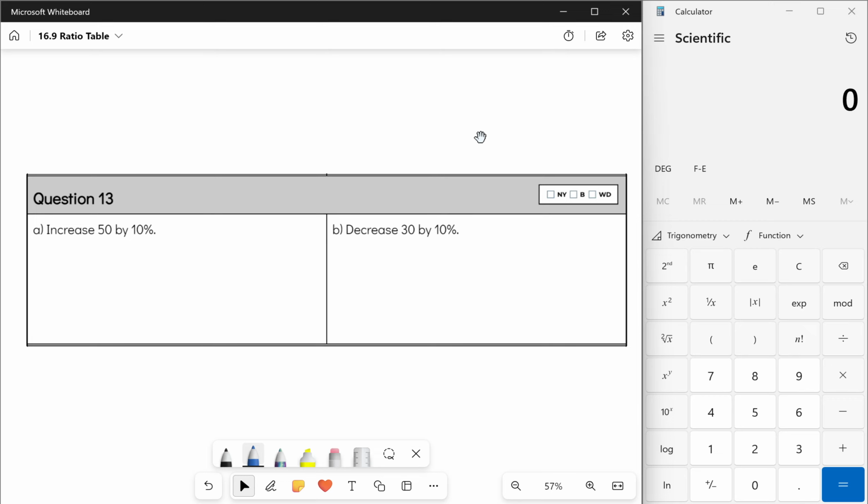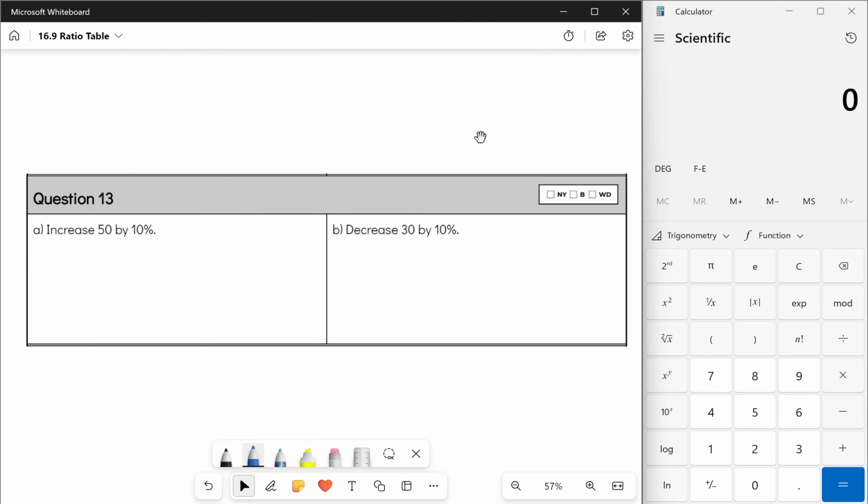Okay, hello. Welcome to Math Skills number 7.13. We've got an A and we've got a B. These ones are asking us to increase and decrease base numbers by a percentage.